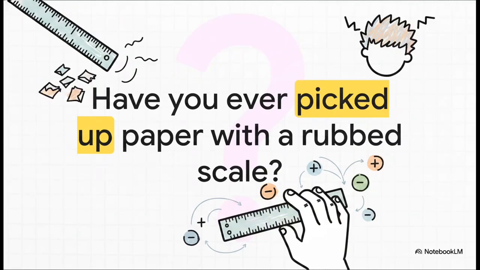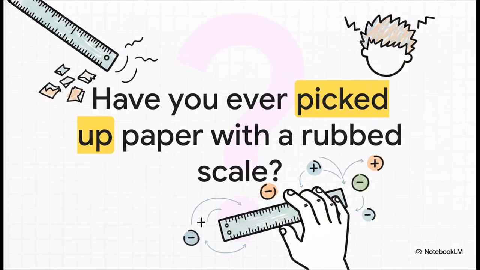Have you ever picked up tiny pieces of paper with a plastic scale you just rubbed on your hair? You know, that classic childhood magic trick? You just vigorously rub the plastic, hold it over the paper, and suddenly the paper leaps right up, almost like an invisible magnet. Welcome to The Explainer.